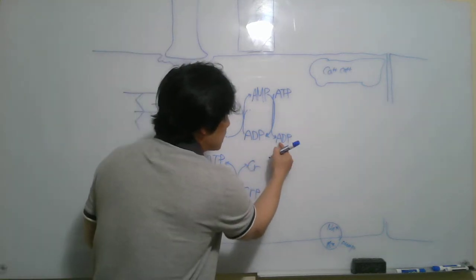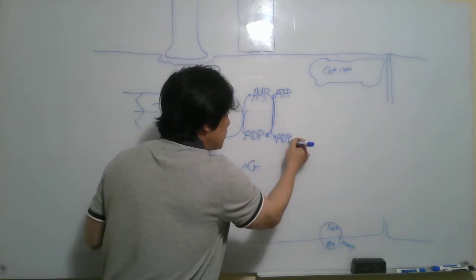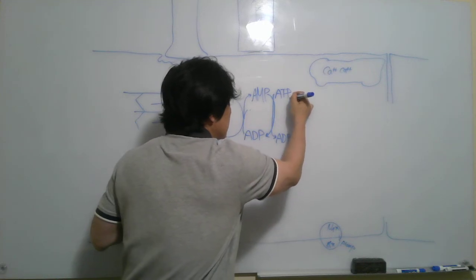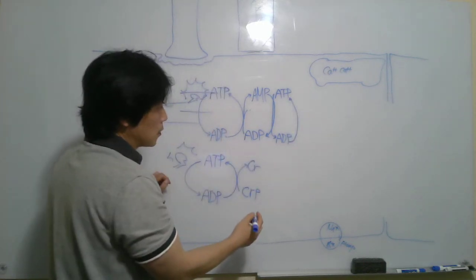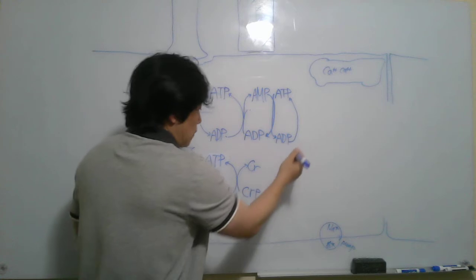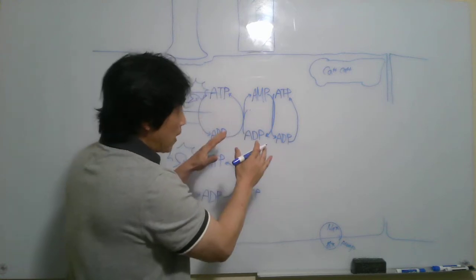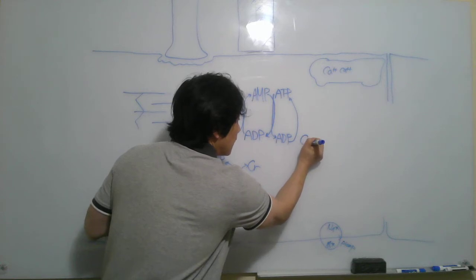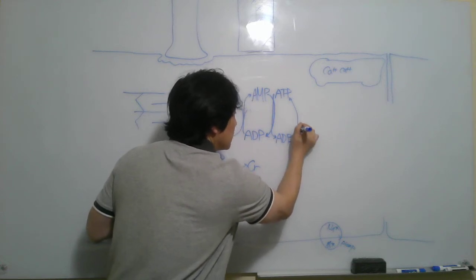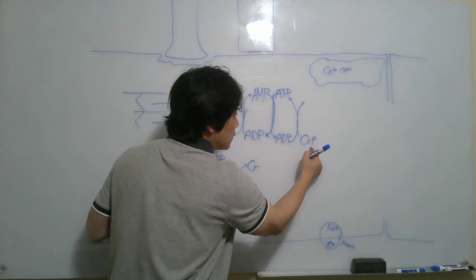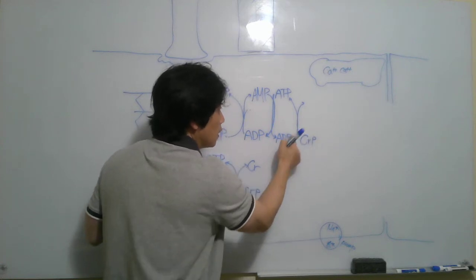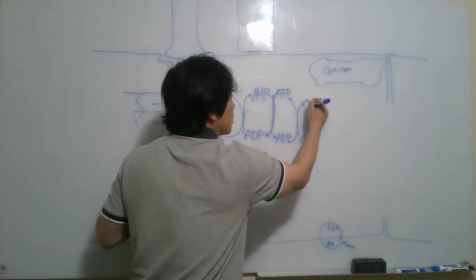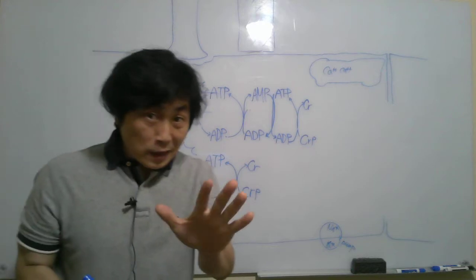So how about this ADP? Should it become ATP? Is that right? This is important. At rest, how about here? This creatine phosphate can give inorganic phosphate to this ADP, so it can become ATP, and the creatine phosphate becomes creatine. Class, this is important right now.